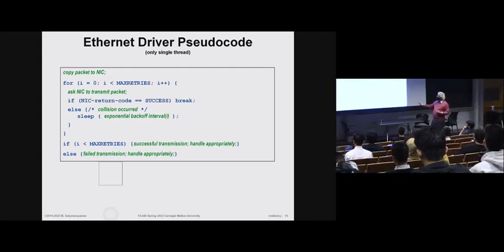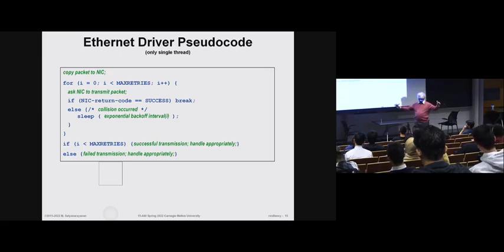Here's how it worked. You copied a packet to the network interface card, and then there's a loop with a certain number of retries. You tell the network card to transmit the packet. You check the return code. If the return code is success, fantastic. Your packet got out. It's on its way to the destination.